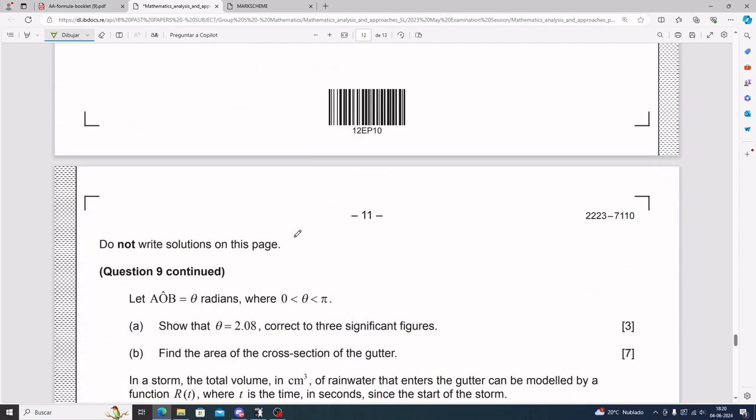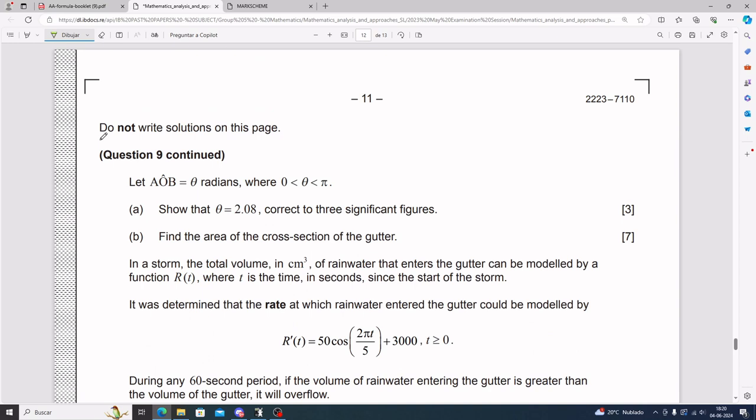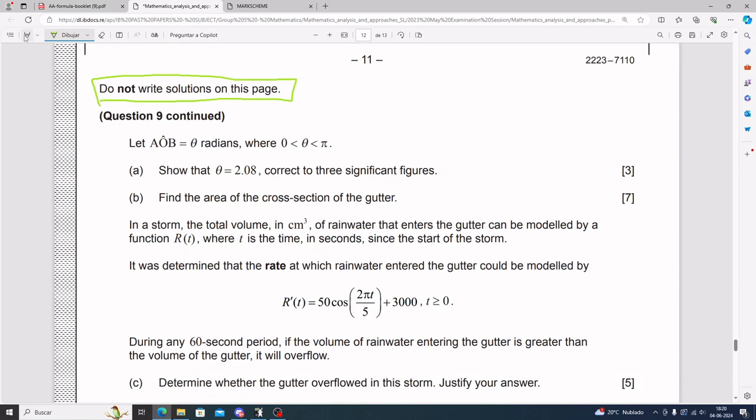Although it says do not write solutions on this page, we do not care because we are cool kids and I will be writing solutions on this page.